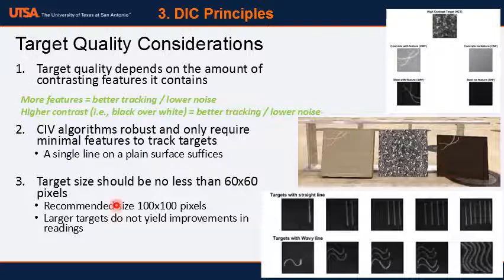Our recommended target size is about 100 by 100 pixels, which is the default when you run the program. We tried bigger targets, and beyond 100 pixels, when you start going up to 120, 150, you're not really gaining much in terms of quality of measurement. And you also risk more chance of having cracks or other things running through the target because it gets bigger and bigger. So the recommended size is 100 by 100.